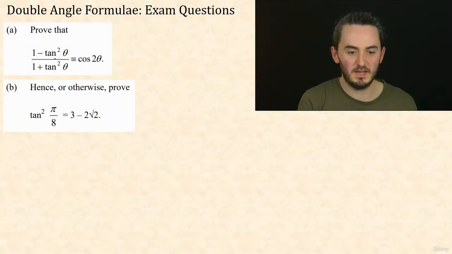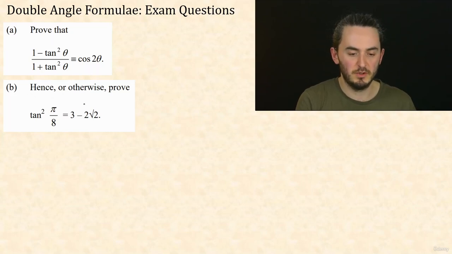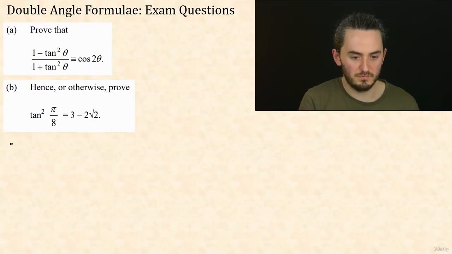Let's have a look. Okay, in this first question here, the part A is prove that 1 minus tan squared theta over 1 plus tan squared theta is cos 2 theta. And then there's a hence or otherwise prove a certain result involving tan squared of pi over 8. So let's start with this proof.